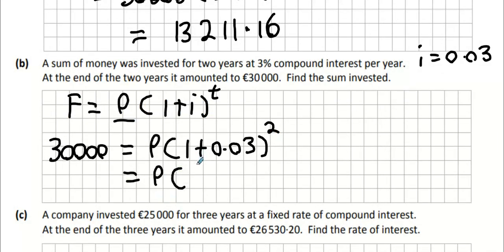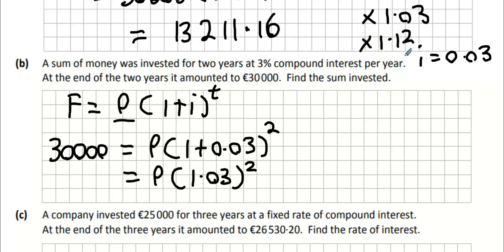Now, would everybody agree that it's P times something? What happens when I add 1 and 0.03 together? Everybody see 1.03? If I multiply something by 1.03, what effectively does it do? Adds on 3%. If I multiply something by 1.12, how much percent does it add on? 12%. I'm adding on 3% twice. Everybody cool with that? And when I do that, it ends up to be 30,000.